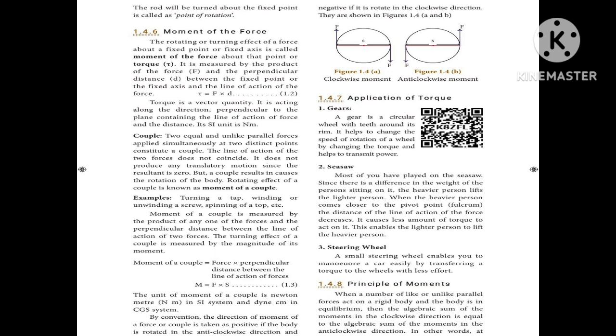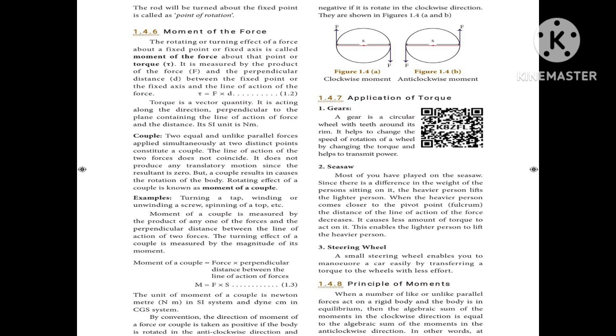By convention, the direction of moment of a force or couple is taken as positive if the body is rotated in the anti-clockwise direction and negative if it is rotated in the clockwise direction. They are shown in figures 1.4a and b. Application of torque. 1. Gears. A gear is a circular wheel with teeth around its rim. It helps to change the speed of rotation of a wheel by changing the torque and helps to transmit power.